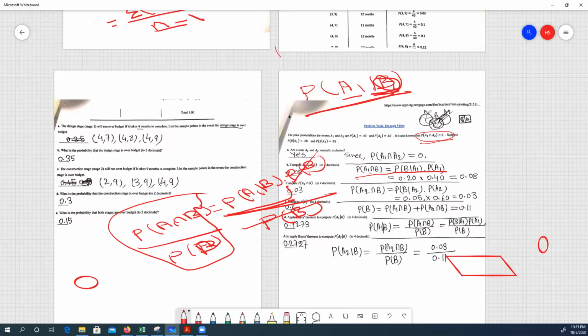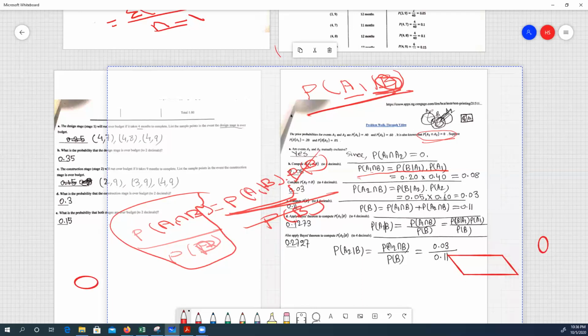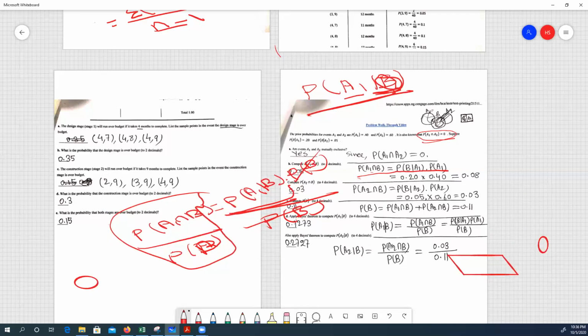And this is called the posterior probability of A1 given B. And this formula is called the Bayes theorem. Okay, similarly, we can find the probability of A2 given B. We can use the same formula, which is the probability of A2 given B is equal to the probability of A2 intersection B divided by the probability of B. And this probability is 0.03 and the probability of B is 0.11. So this one will be 0.2727.